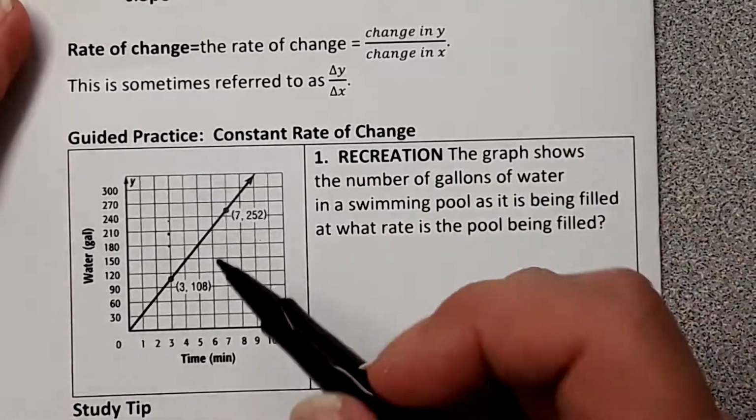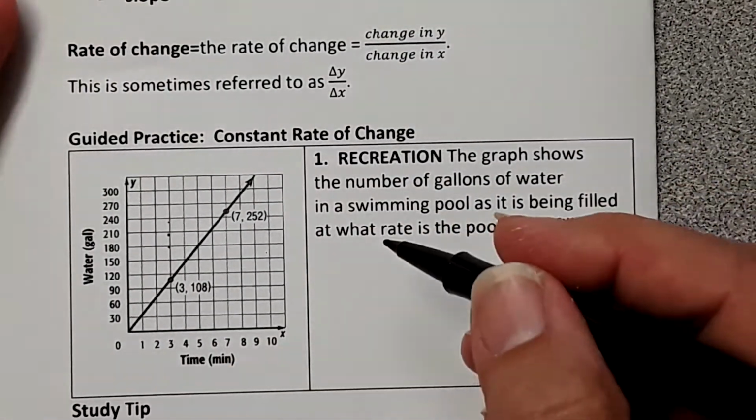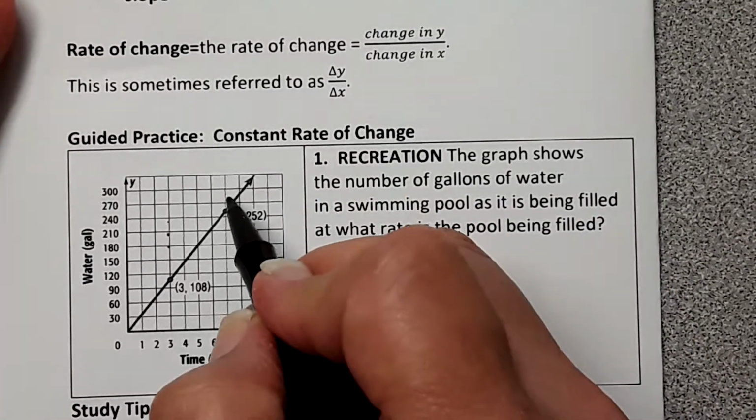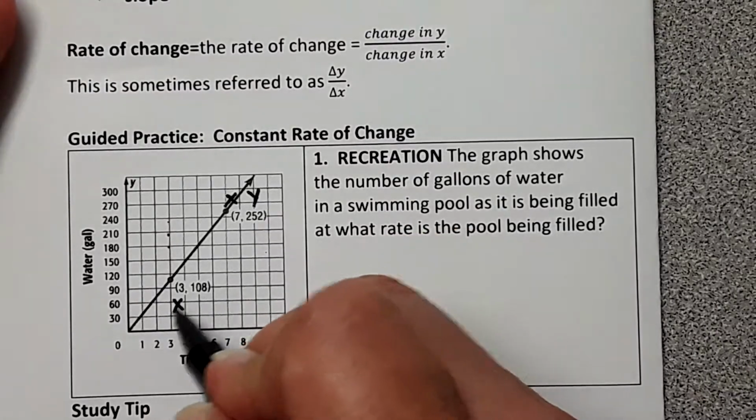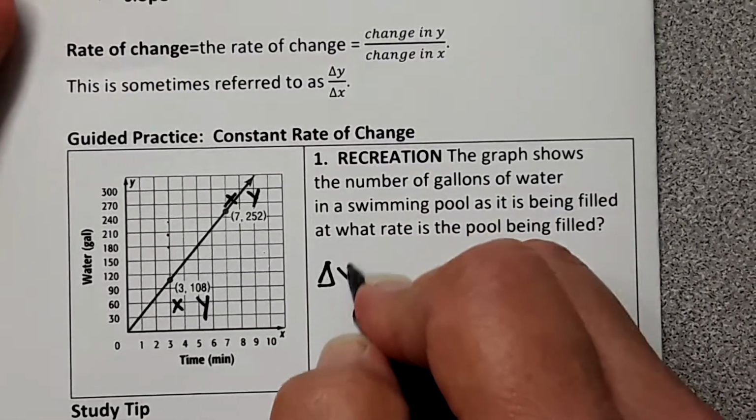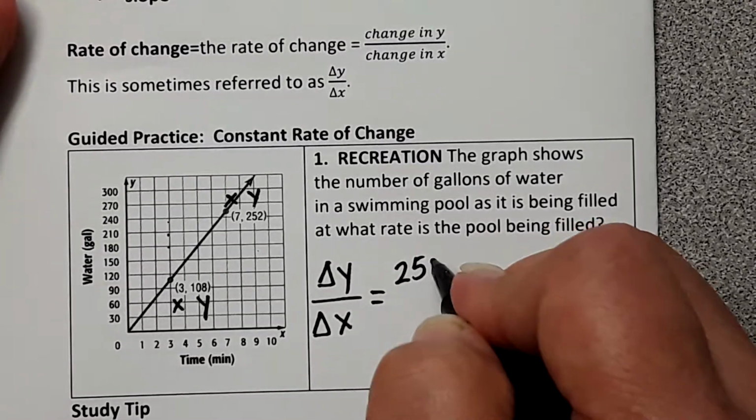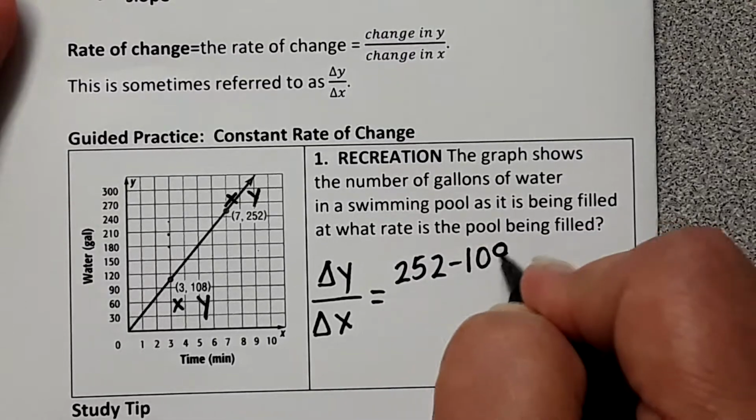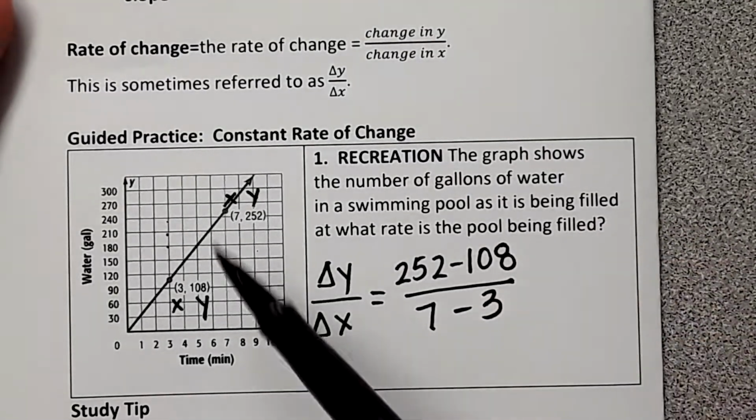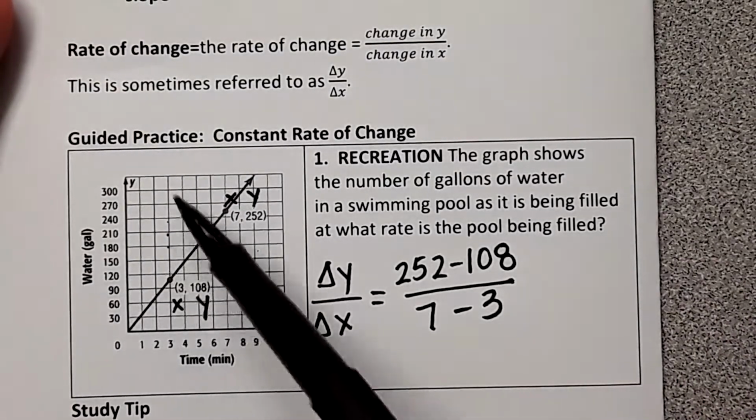I don't like these type of problems because you should be able to count. So we're just going to use the slope formula. We're going to take the changes in y's. Remember, this is x, y, this is x, y. So it would be the change in y over the change in x. So it's basically 252 minus 108, and then it is 7 minus 3. I always use the bigger numbers.